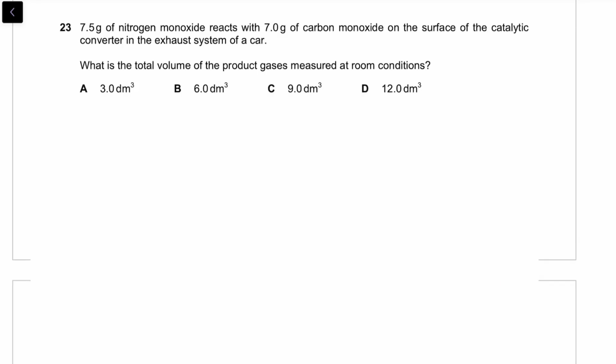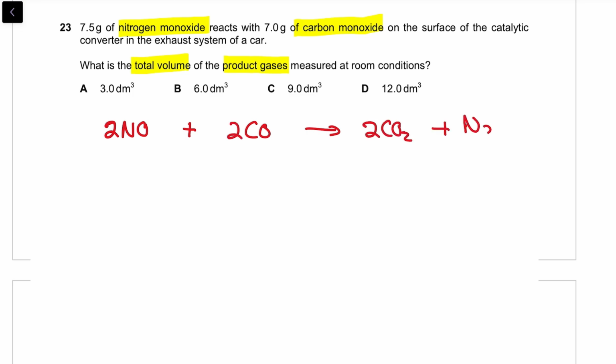Question number 23. 7.5 grams of nitrogen monoxide reacts with 7 grams of carbon monoxide on the surface of a catalytic converter in the exhaust system of a car. What is the total volume of the product gases measured at room conditions? So the reaction for nitrogen monoxide with carbon monoxide is as follows. It's 2 nitrogen monoxide, 2 carbon monoxide to give 2 CO2 plus N2.